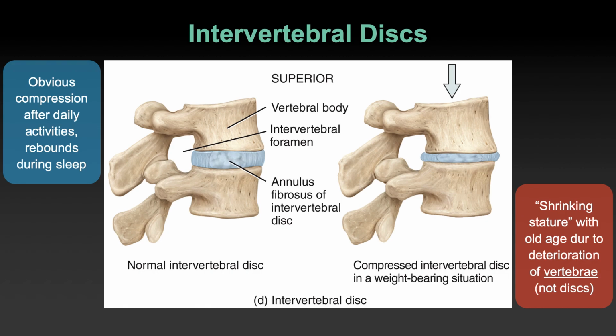So the discs between vertebrae allow flexion, extension, rotation, and the combined effects allow the high degree of mobility that you have with the spinal cord.